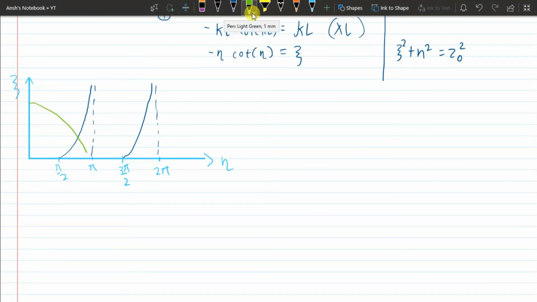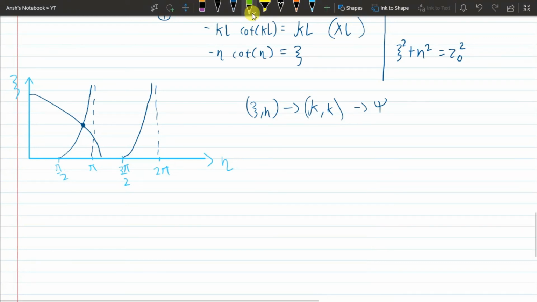Say this is our eta and c. Sorry, let me draw this with blue. And then this intersection point right here will be a solution for c and eta. And again, similarly, once you find c and eta, you can find kappa and k, and you can find psi, and we're kind of done with the solution.